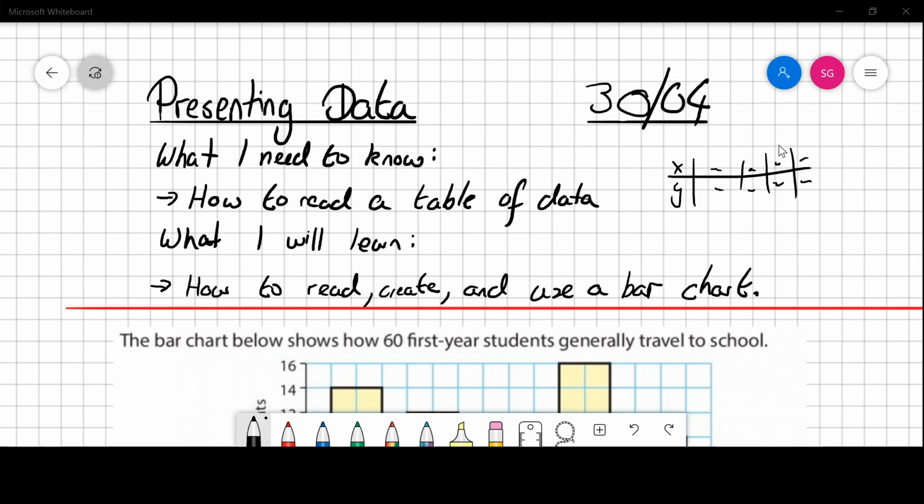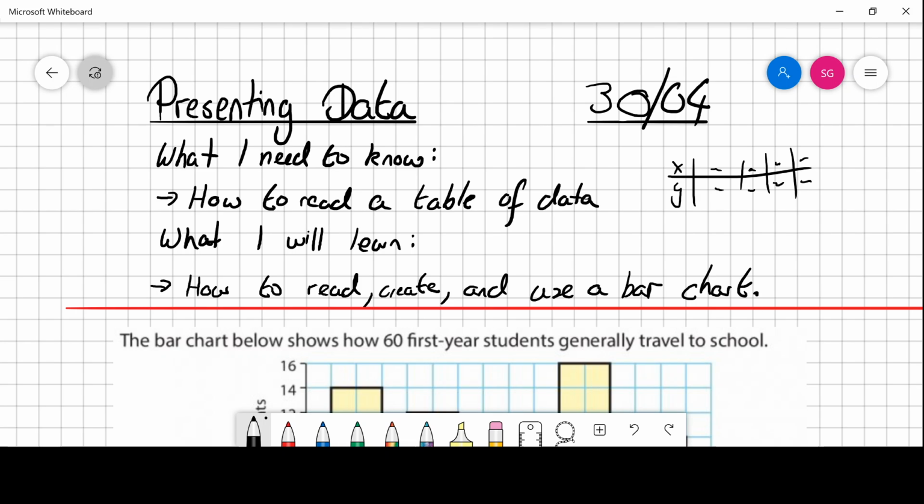Today we'll be working on presenting data, going a little bit further into that. You won't necessarily need to know the stuff that we did last class to be able to understand this one. Again, all you need to be able to do is know how to read a table of data, as you will be asked to be able to read, create, and use a bar chart. So our goal here is that by the end of this, you understand how bar charts work more than anything else. So let's just dive straight in.